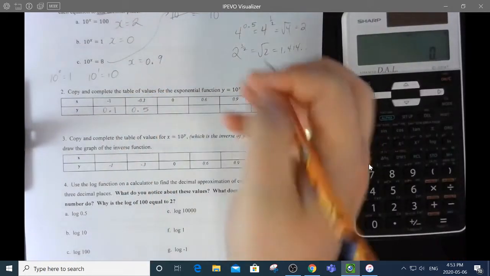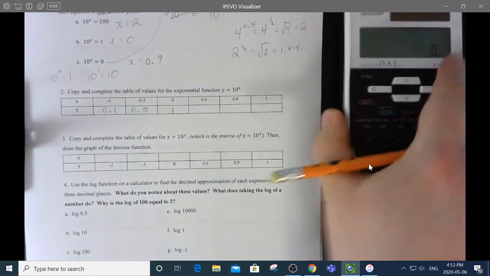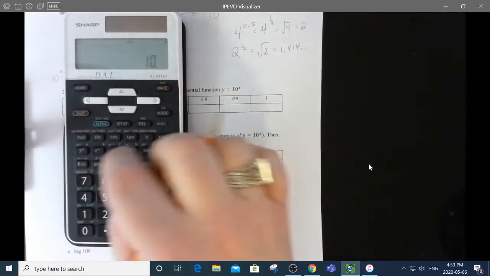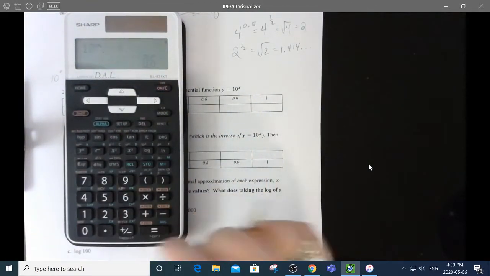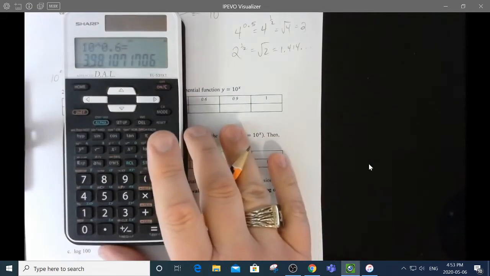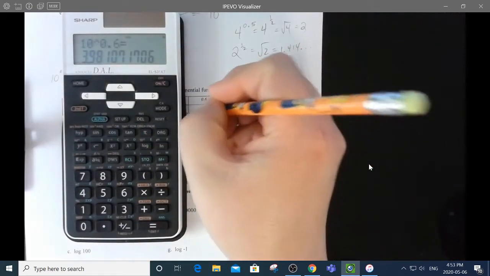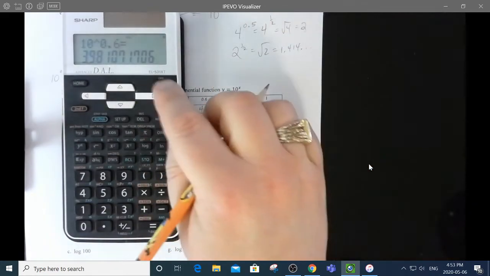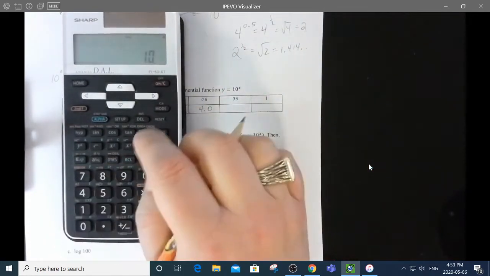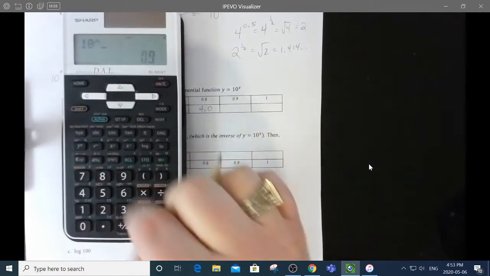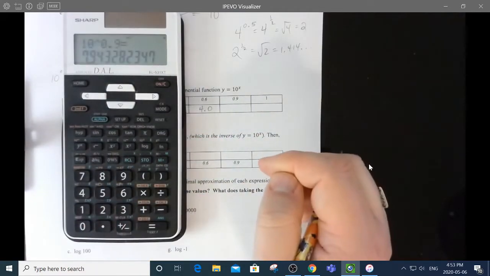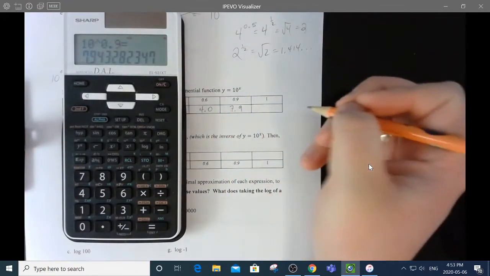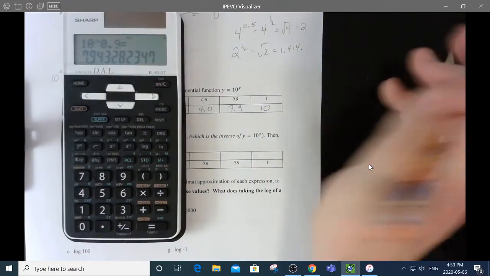I don't need a calculator for 10 to the power of 0. I do need a calculator for 10 to the power of 0.6. I have no idea what that is. So 10 to the power of 0.6 is 3.98. So if I round to one decimal place, that's 4.0. And for 0.9, well, we kind of know that answer already. I'll punch it again. But 10 to the power of 0.9, we already kind of learned, is close to 8. 7.9, good enough. And I don't need a calculator for 10 to the power of 1, and neither do you.